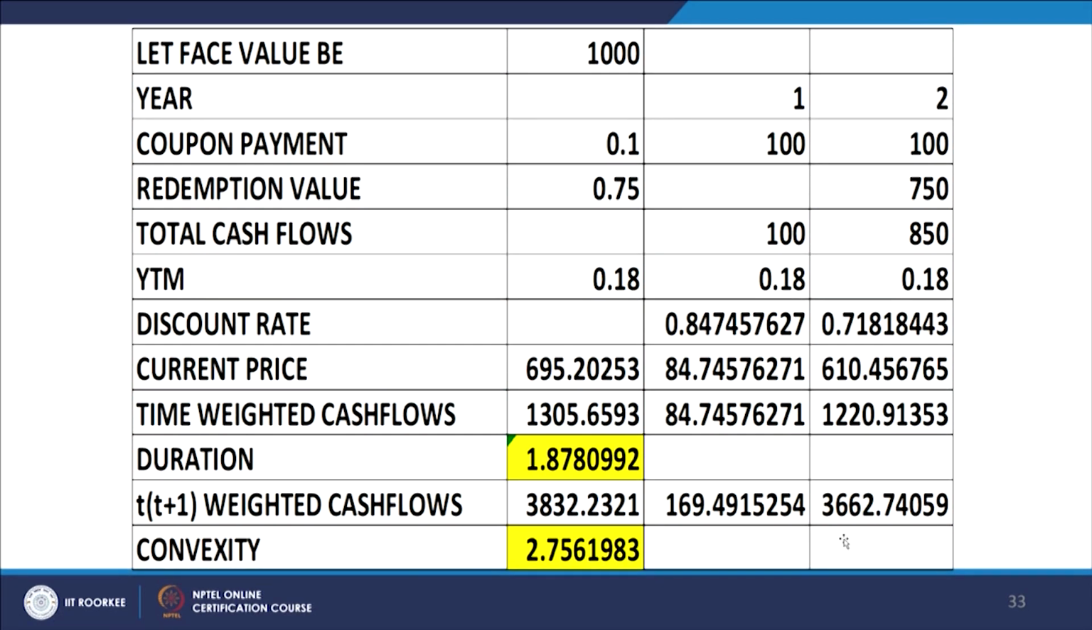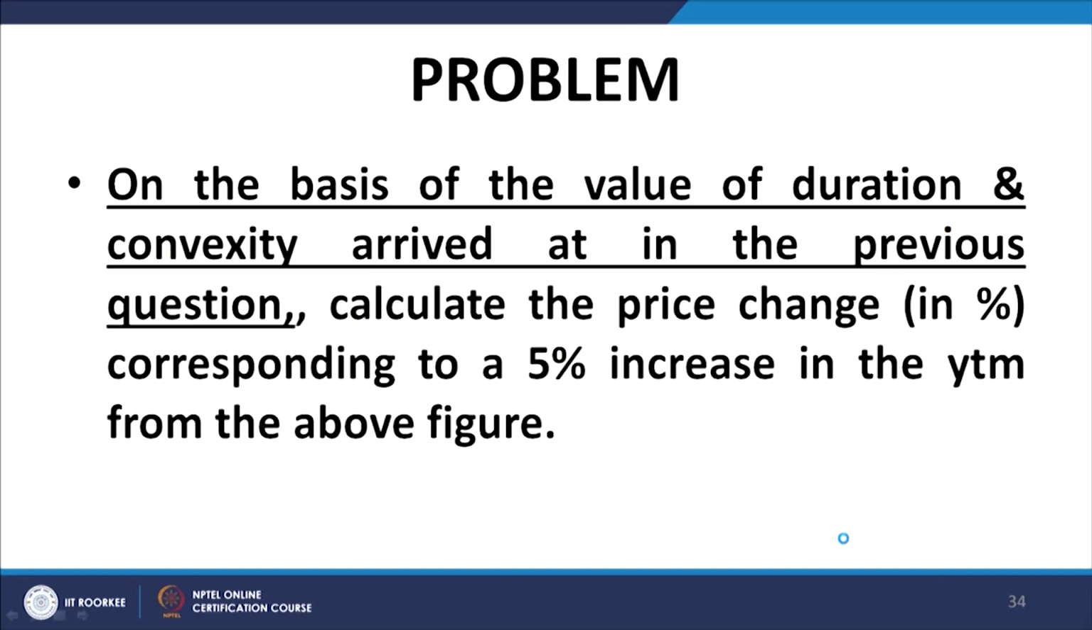And this is the Excel sheet working out the same expressions. In Excel we get a duration of 1.87, which is precisely what we got in the earlier calculation, and we get the convexity as 2.756, which is also coinciding with the value that we got in the earlier expression.